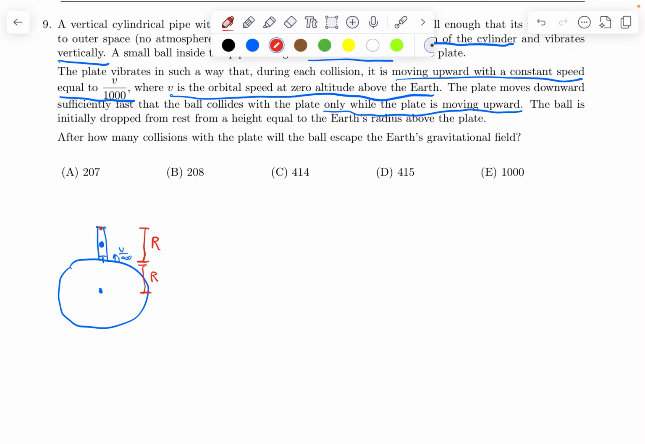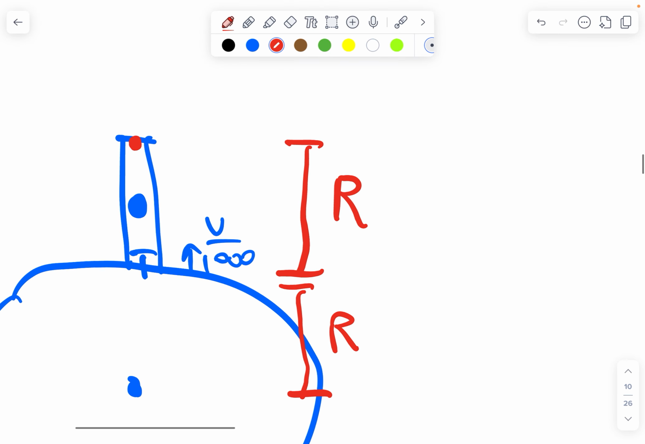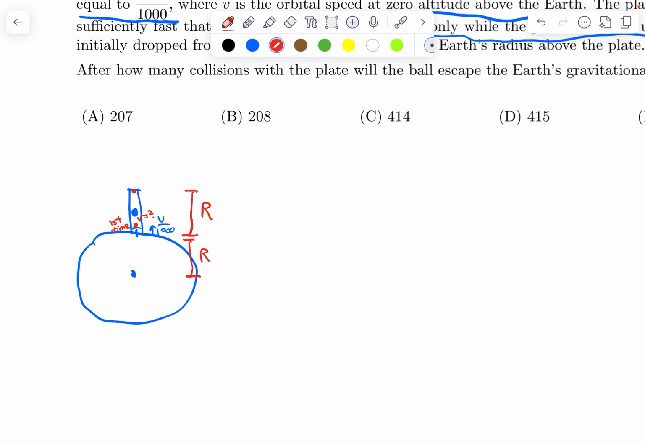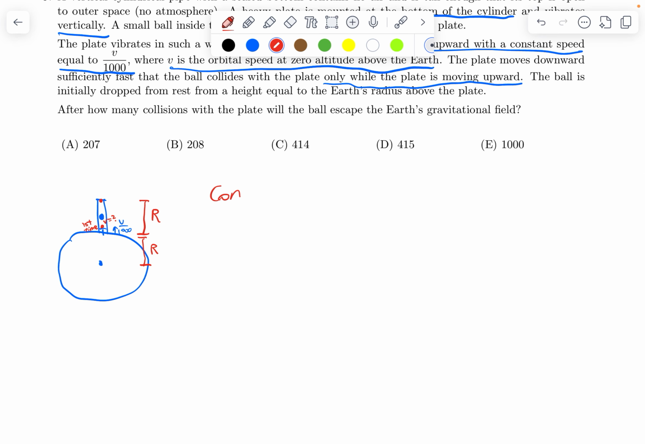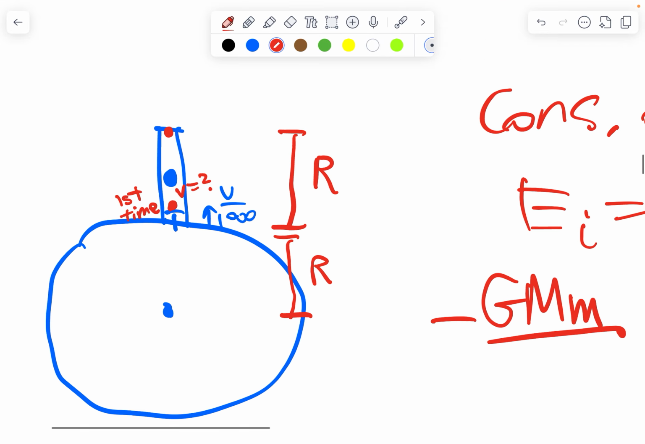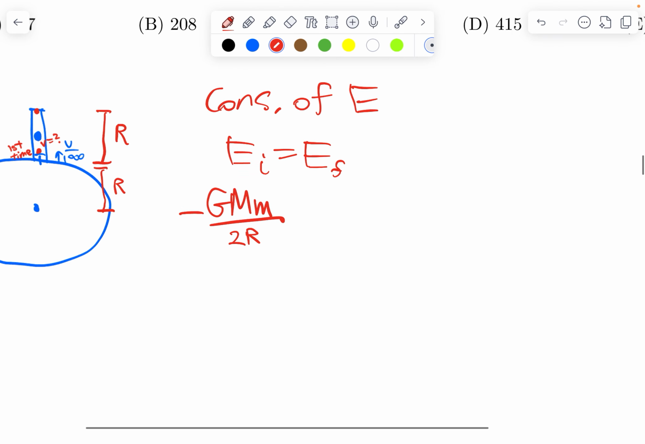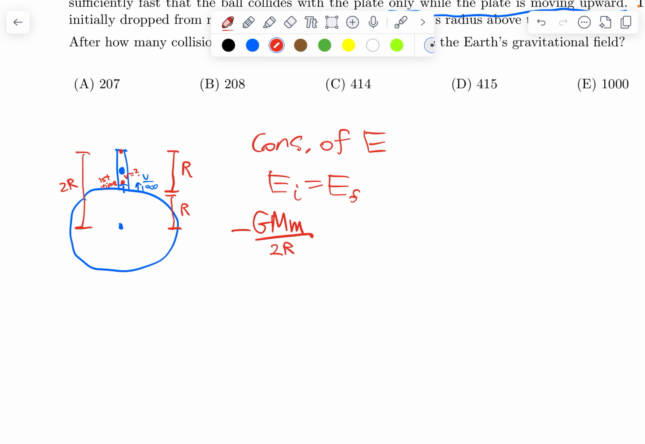So first we want to find, once the ball reaches the plate for the first time, what is its velocity? In order to find this, we can use conservation of energy. So E initial equals E final. First of all, initially it's not moving and it has a potential energy of negative GMm over r. So r is this whole thing, which is 2R, 2 times the radius of Earth, because the ball starts out this far.